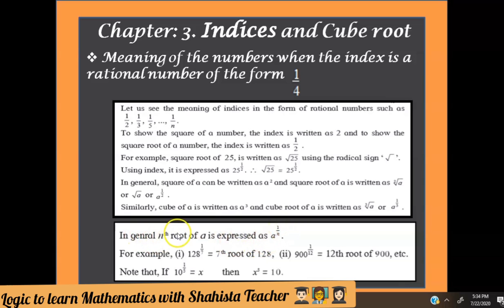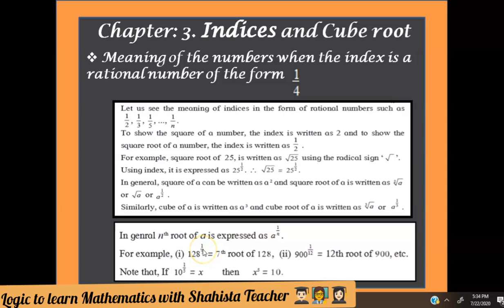In general, nth root, where n means a natural number. The numbers which start from 1 are known as natural numbers. So here in general, nth root of a is expressed as a 1 upon n. Now this 1 upon n is on the upper side, so here n is the root. Is that clear? For example, here some examples are given.